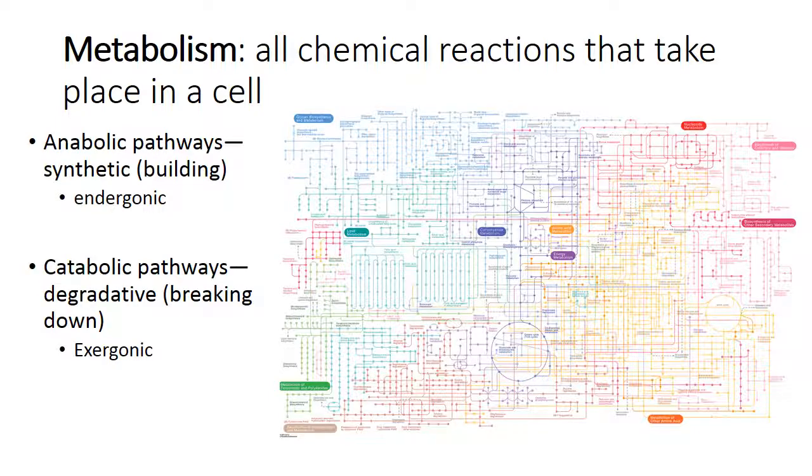The other type is catabolic. These are the degradative pathways. You're degrading something, you're breaking it down. These pathways are exergonic in that they are going to release energy when they happen.